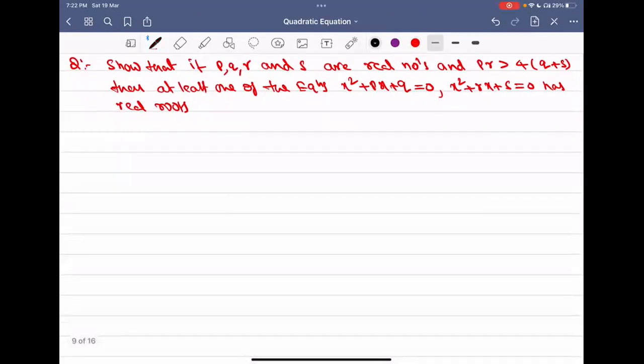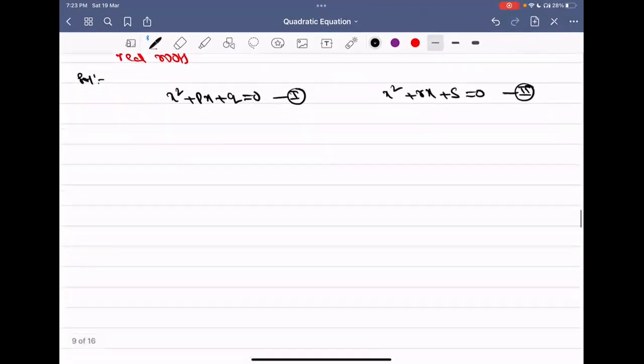This is the question. So, solution. First quadratic is x square plus px plus q is equal to 0. This is the first one. And the second one is x square plus rx plus s is equal to 0. So, these are the two given quadratics.